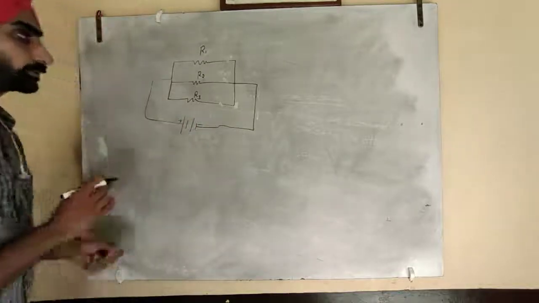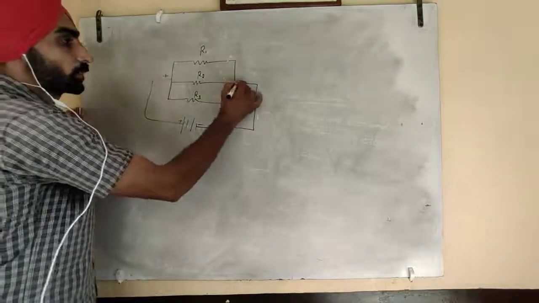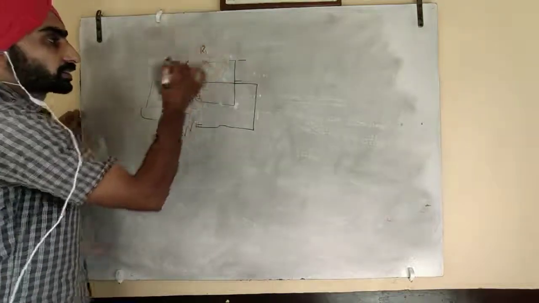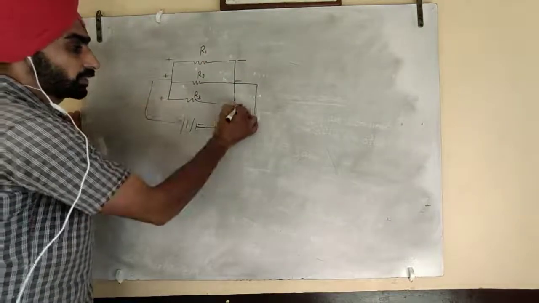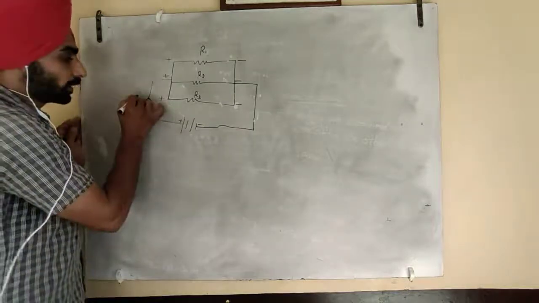Next. Okay. So positive potential exists here, negative potential exists here. So same positive will exist here, same negative will exist here. Same positive will exist here, same negative will exist here. Okay. Suppose current I is coming.